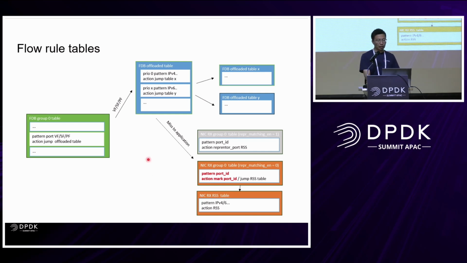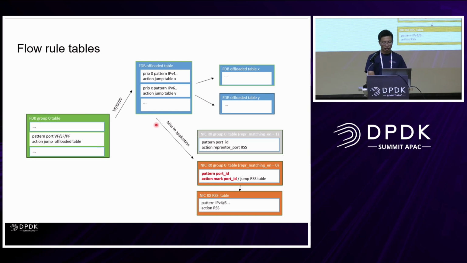So here let's see the flow rule tables. First we have the FDB group 0 table. It just matches the VF, SF, and uplink pattern. That means all packets coming from the physical port, VF, SF, and wire port will be captured by this rule. Then it will just jump to the user's offloading table. Then the user can set any offload rules. This should be configured by the user.